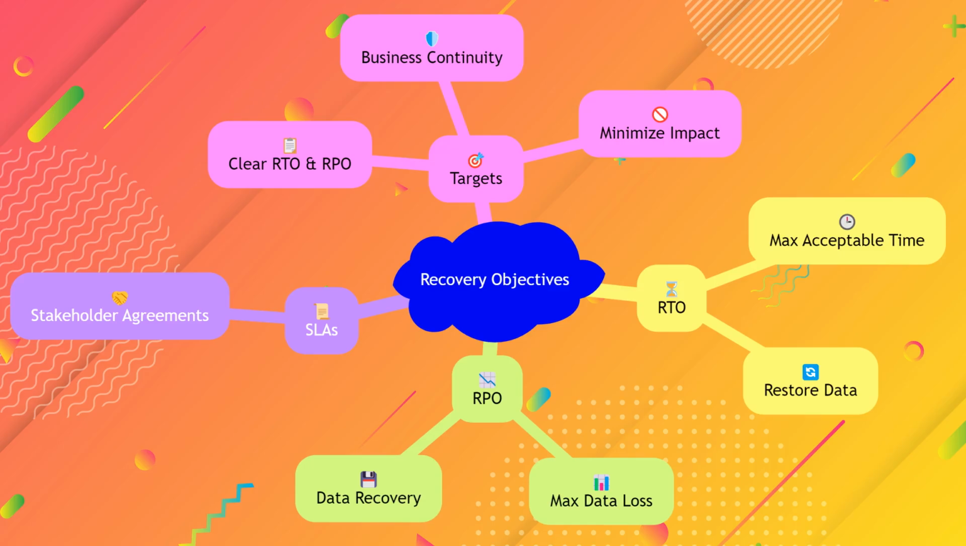Recovery objectives are critical for defining the acceptable levels of downtime and data loss. The recovery time objective, RTO, specifies the maximum acceptable time to restore data, while the recovery point objective, RPO, defines the maximum acceptable amount of data loss. These objectives are often tied to service level agreements, SLAs, with stakeholders. By setting clear RTO and RPO targets, you can ensure that your backup policy aligns with business continuity requirements and minimizes the impact of data loss incidents.